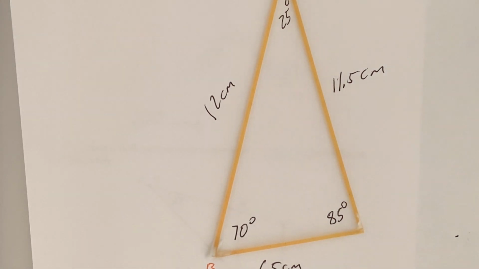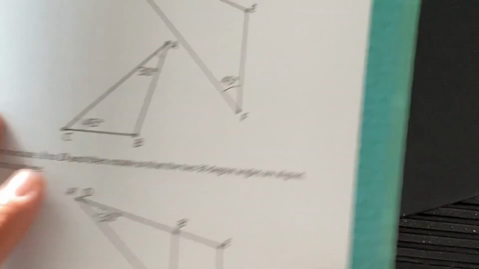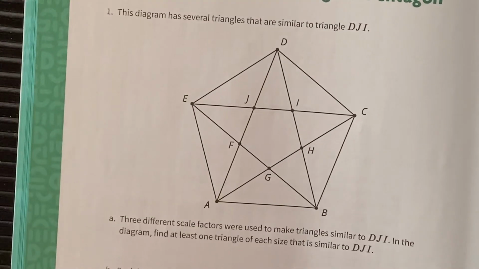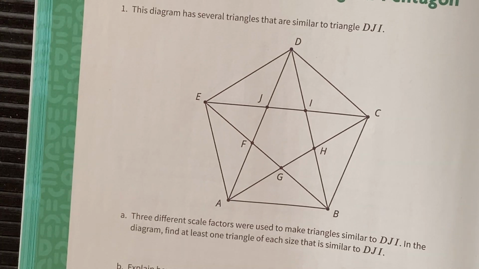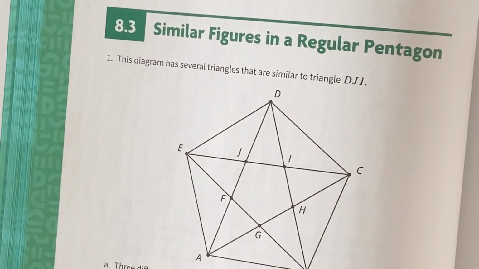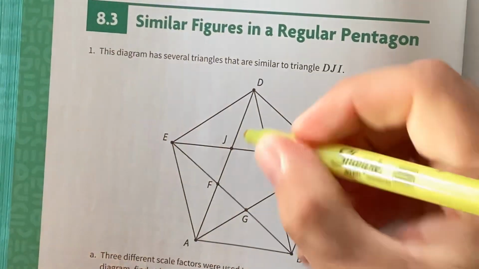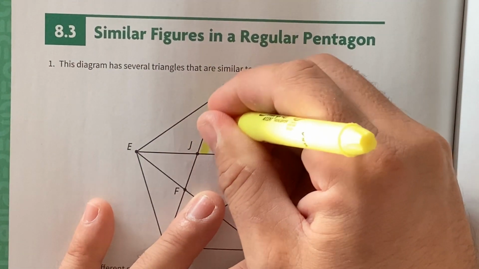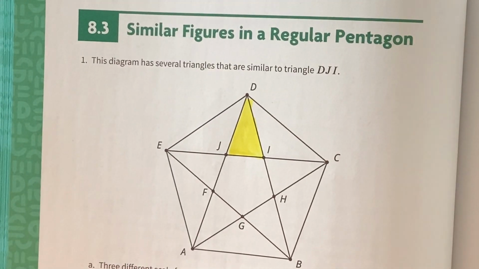Okay, if you're still finishing that one up, that's fine. I'd like you to take a peek at page 70. We're going to look at number 3 here for a minute. Then we'll have a little cleanup with our spaghetti. It says 3 different triangles, 3 different scale factors were used. Okay, can we find them? So DJI is this triangle right here. So I'm looking for triangles that are similar to that one.